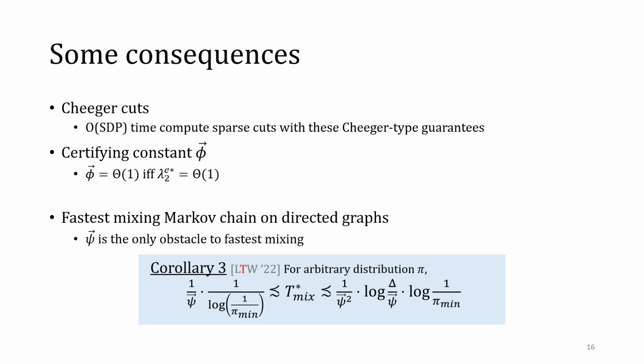And the last application would be the fastest mixing Markov chain on directed graphs. We're looking for general Markov chains with a prescribed stationary distribution pi. And it turns out that we have fastest mixing if and only if psi is large. So this looks quite like the relation between fastest mixing reversible Markov chain and undirected vertex expansion, but there are some extra log terms here and there.